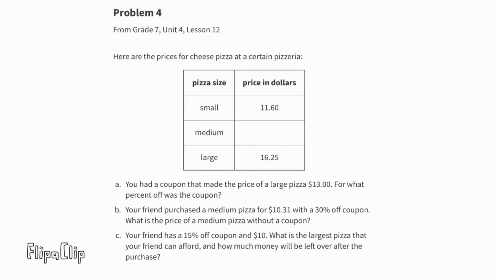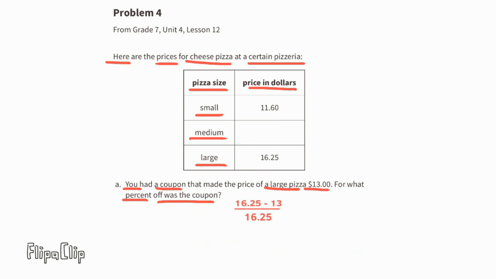Problem number 4 from 7th grade, Unit 4, Lesson 12. Here are the prices for cheese pizza at a certain pizzeria. A. If you had a coupon that made the price of a large pizza $13, for what % off was the coupon? The regular price of a large cheese pizza is $16.25. Subtract $13 from that, and the coupon saves you $3.25.